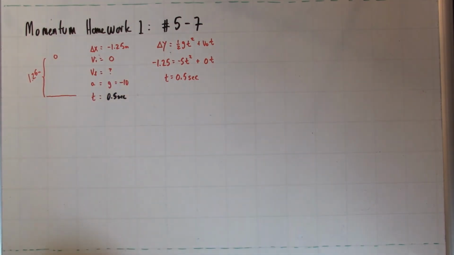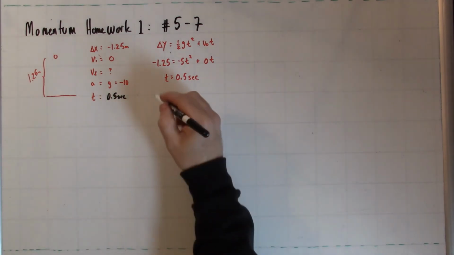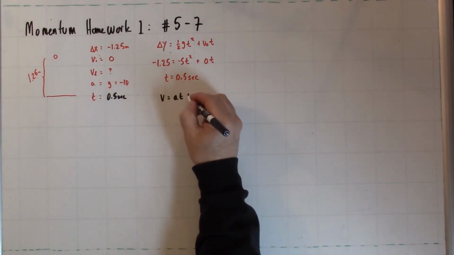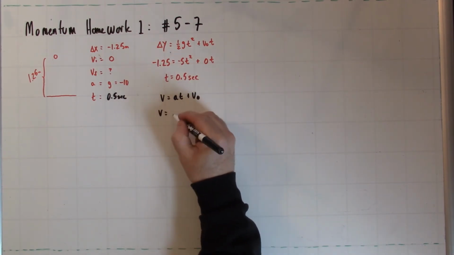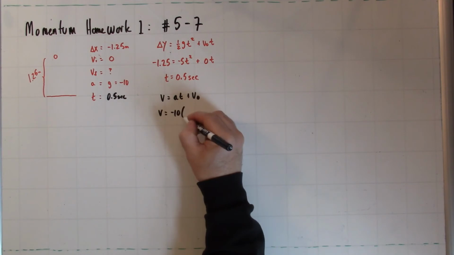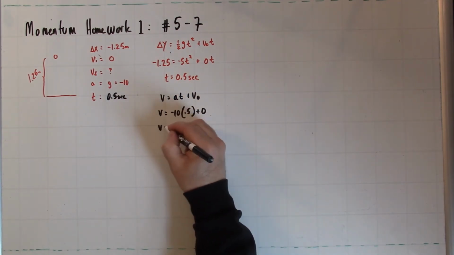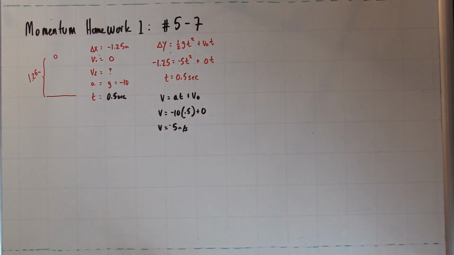And now it says, well, what is the speed? Well, you can do this one of two ways. One thing you know is that the velocity is equal to the acceleration times time plus the initial velocity. So you could say my velocity is equal to my acceleration, which is negative 10, times 0.5 plus 0. And we see that v is equal to negative 5 meters per second. Velocity is negative.